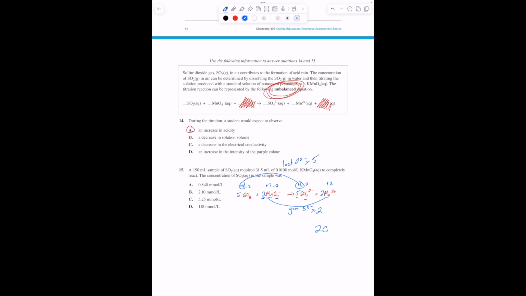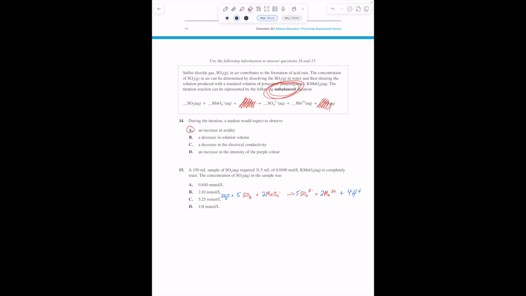I got 2 and 4 is 8. 2 times 5 is 10. So I've got 18 O's over here. So I need to add 2 waters right there. And then my H's. I've got 4 H's there, so 4 H positive on that side. All right, there's my balanced equation. I'm just going to clean that up so that I can do the rest of this. Okay, so there's my balanced equation.